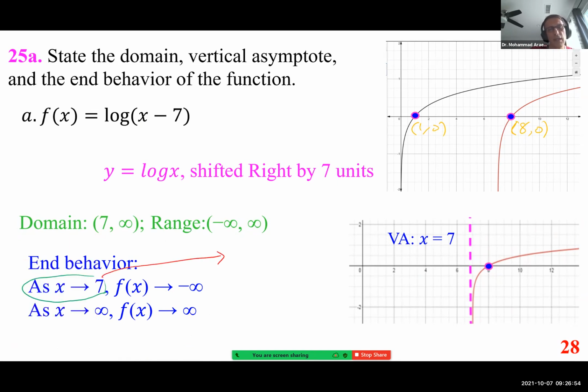It's going to say as x approaches 7, and this would be 7 from the right, it's red. 7 from the right, 7 from the left. In this case, 7 from the left, the function is not even defined, 7 from the right.